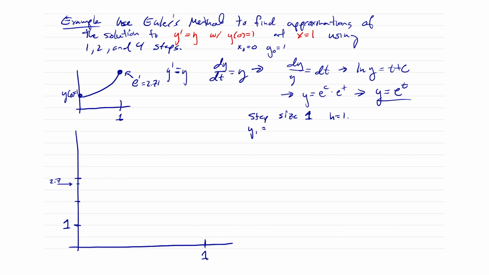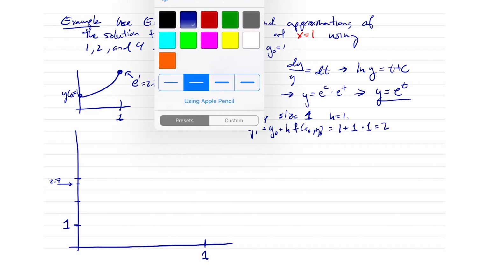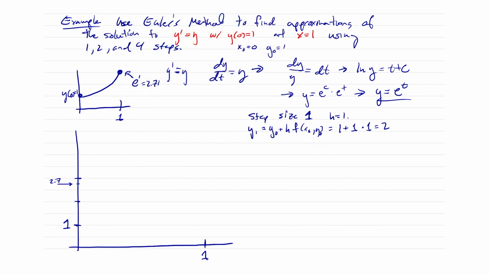And so we get y1 is y of 0 plus h times f of x of 0, y of 0, right? But we know what all those are. So we have 1 plus, say, h is 1 in this case, times just y naught, right? Because f is just y. And so this is going to be times 1. So this gives me 2. Right? So where does that land me? Here. And so let's put this in, say, purple. So we get here. I'll put a purple triangle. So that's step size of 1.